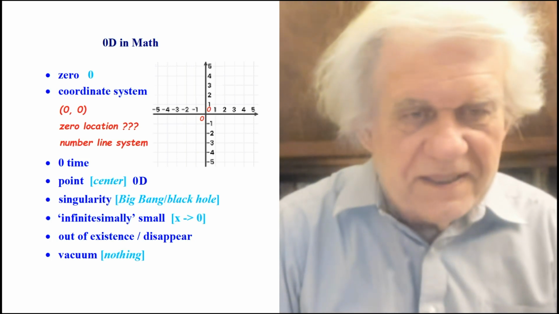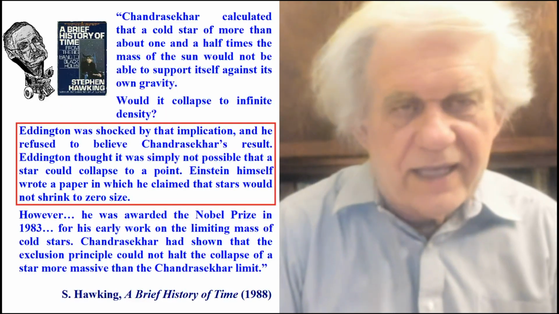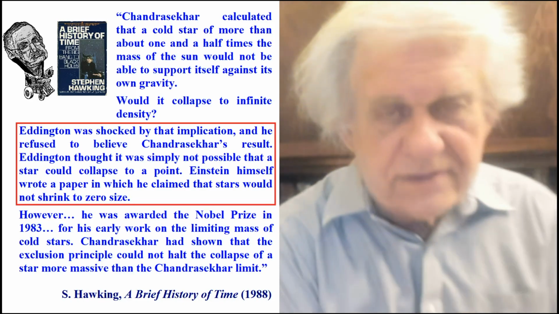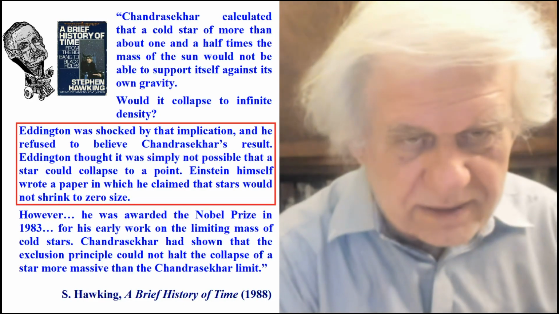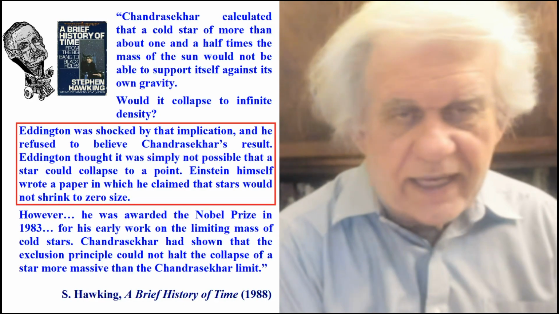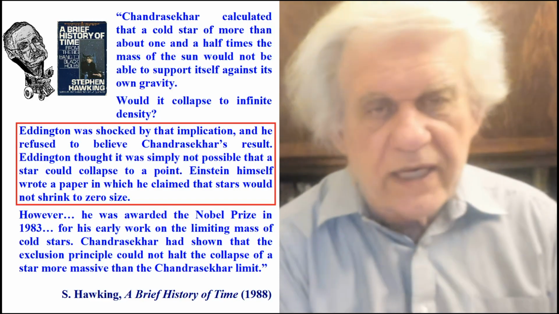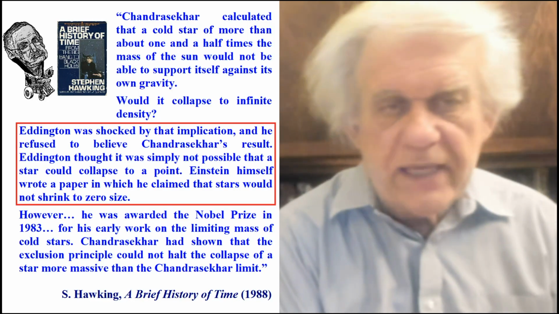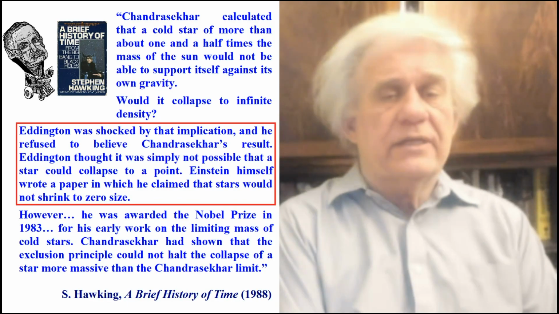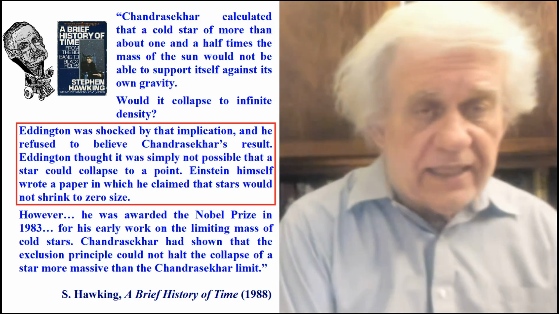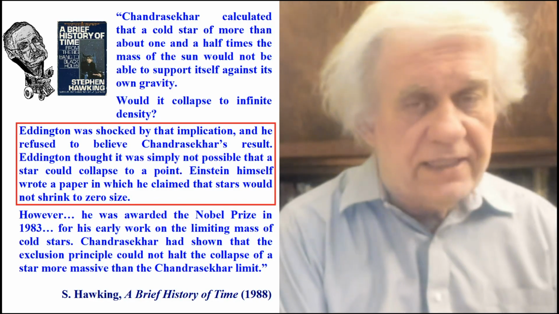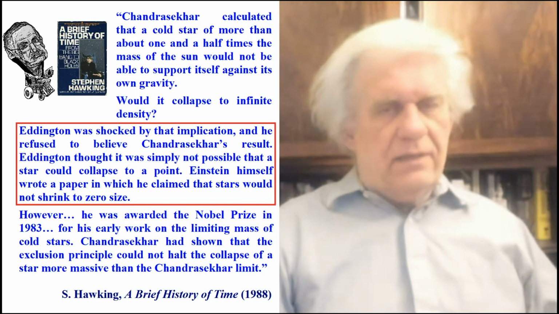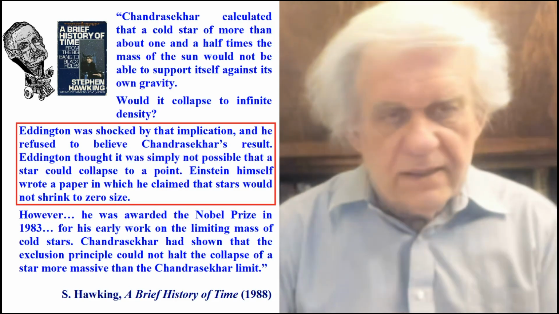Okay, here it is. Here's Stephen Hawking, and he says Chandrasekhar calculated. Chandrasekhar was a Nobel Prize winner, as you can see at the bottom there. Calculated that a cold star of more than almost 1.5 times the mass of the sun would not be able to support itself against its own gravity. It would collapse to infinite density. Infinite density means no volume. It means 0D, 0 size, no shape. In fact, there it is.